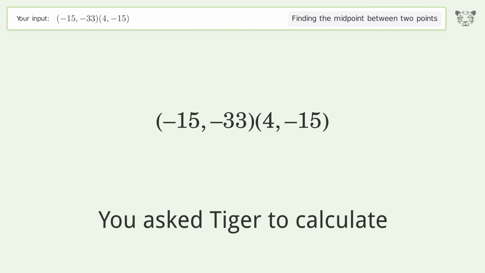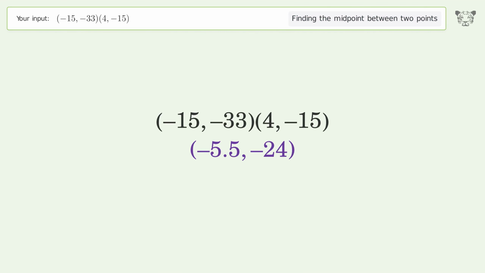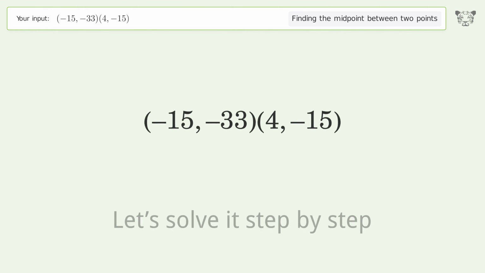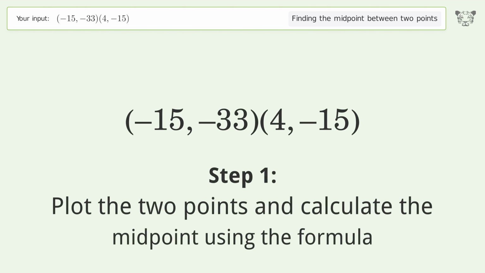You ask Tiger to calculate. This deals with finding the midpoint between 2 points. The midpoint between the 2 points is -5.5, -24. Let's solve it step by step. Plot the 2 points and calculate the midpoint using the formula.